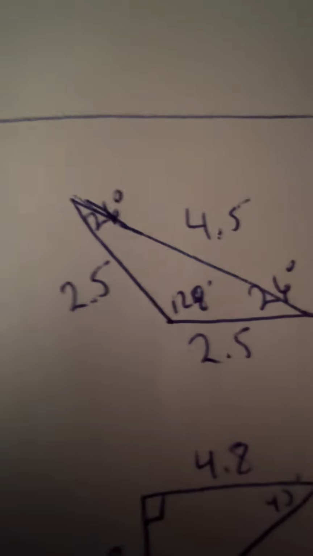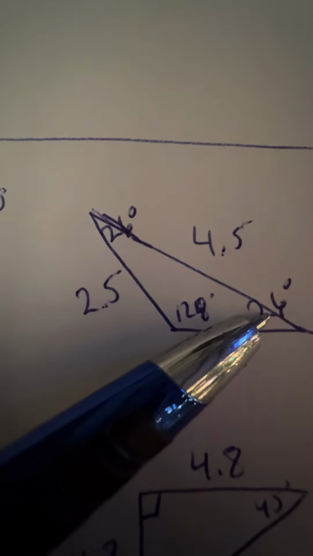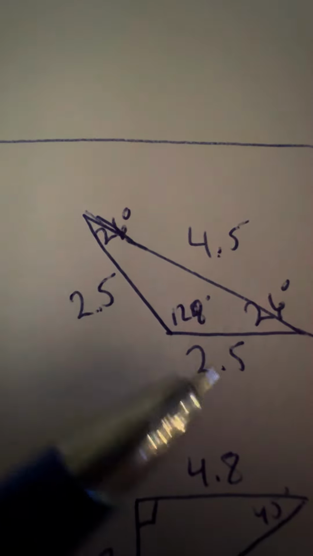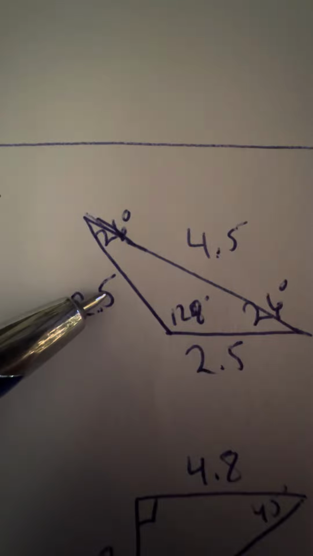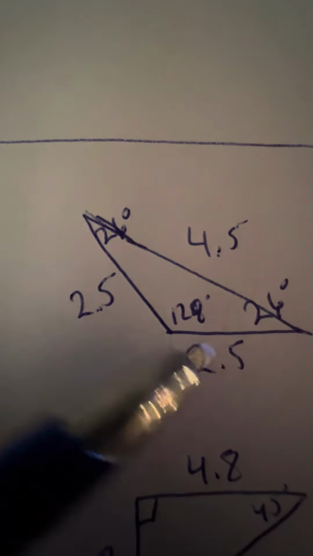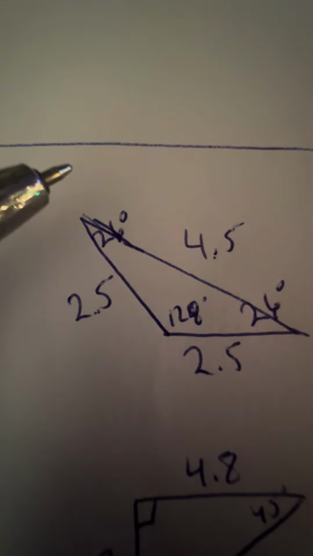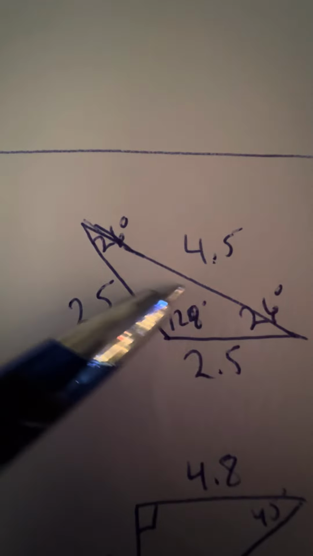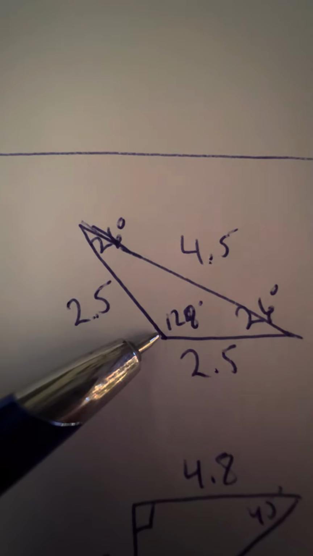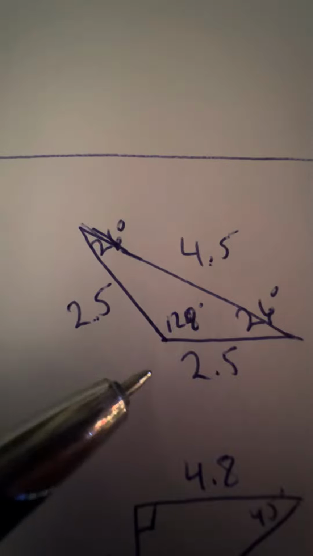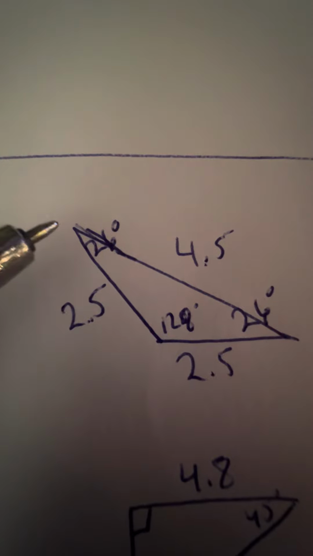Now go ahead and take a look at this one right here. You've got a 26-degree and another 26-degree angle, so you can see that the opposite sides are also going to be equal, 2.5, 2.5. And then this last angle here is 128, which is opposite the longest side length, which is 4.5. So this is called an obtuse angle right here, because it's bigger than 90 degrees. So this is an obtuse triangle, if we're labeling it with angle measurements.